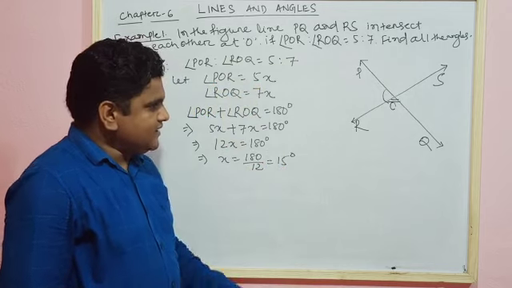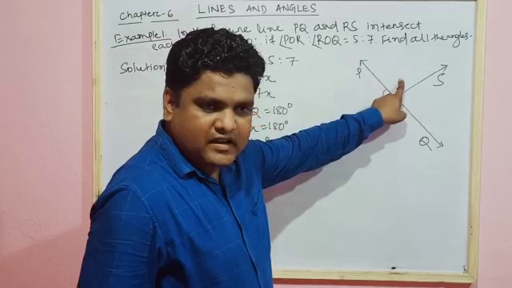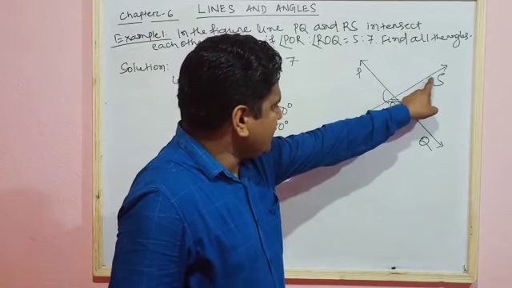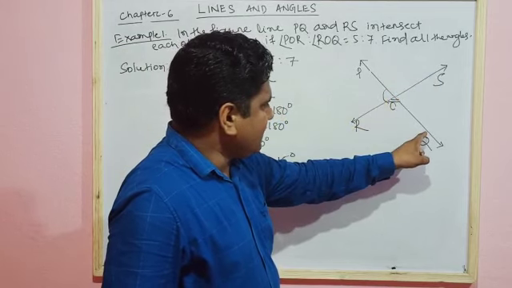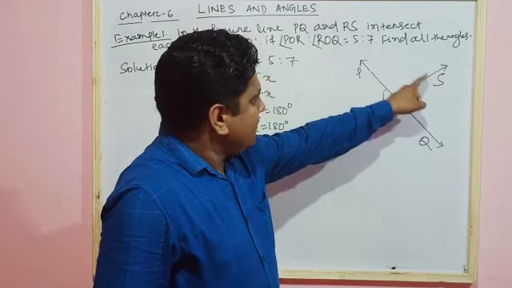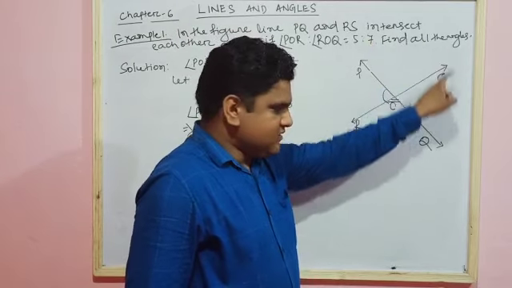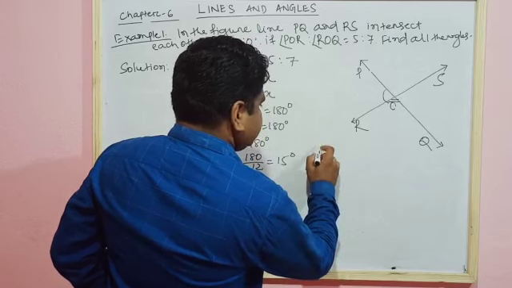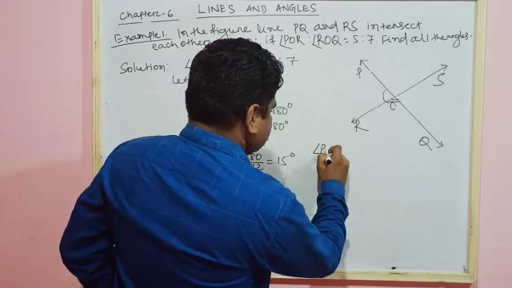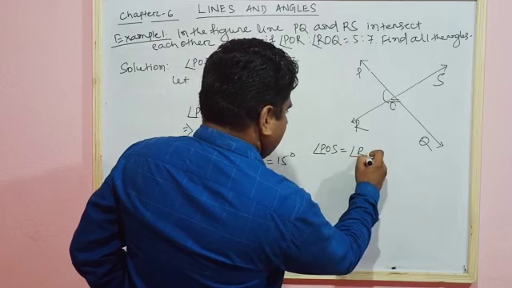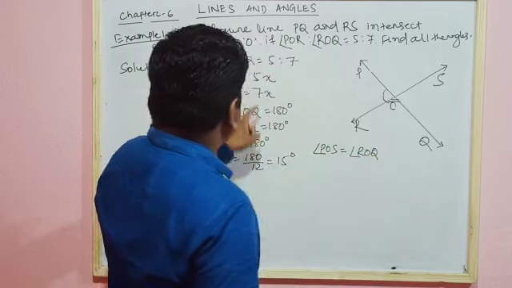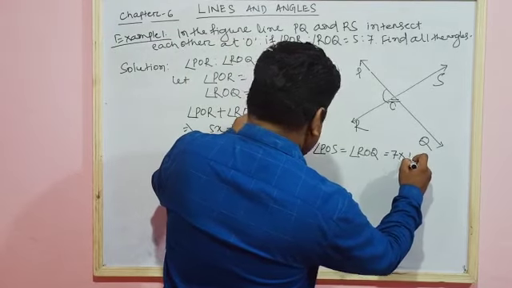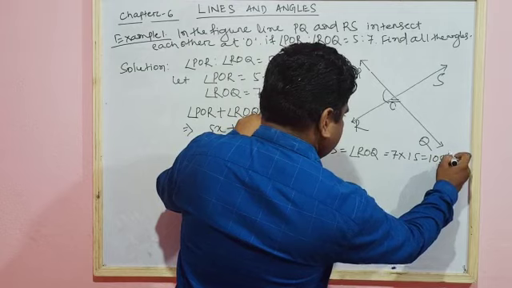At the same time we can write that vertically opposite angles are equal. So angle ROQ and angle POS are equal. Angle POR and angle QOS are equal. We have to find the measure of all angles. So we can write angle POS equal to angle ROQ. The measure of angle ROQ is 7x from here, that is 7 into 15 equal to 105 degrees.